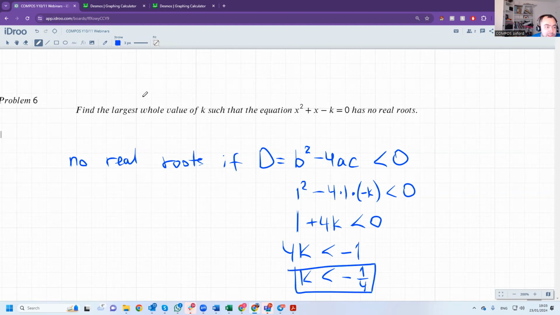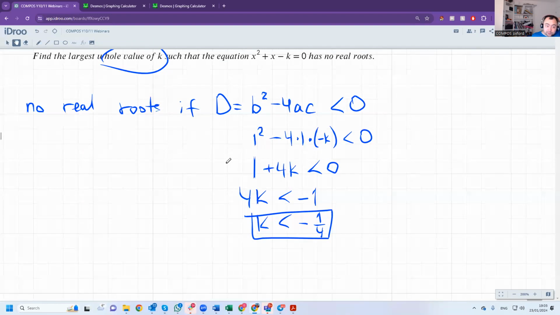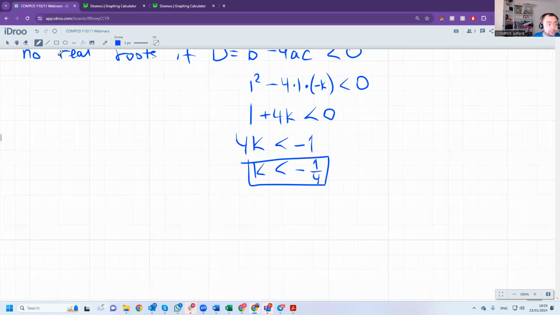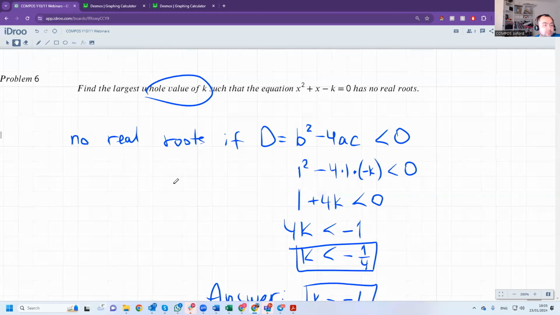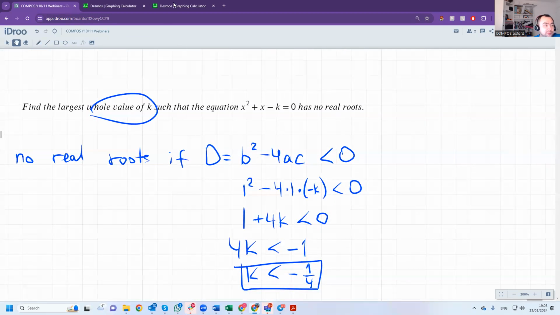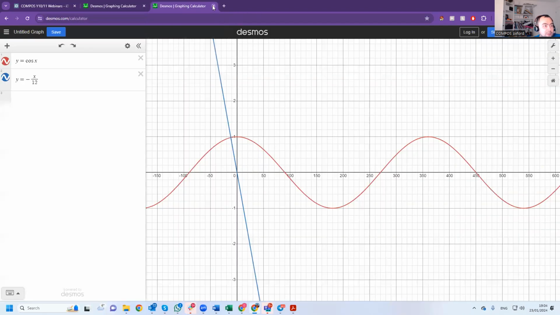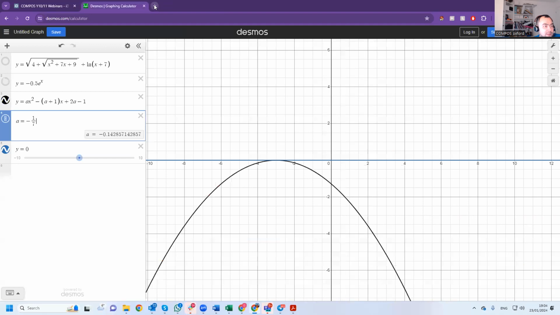Find the largest whole value of k such that the equation has no real roots. So it must be minus 1. So the answer is k is equal to minus 1. Let's check. No real roots. So we do the same thing as we did before. We can drop this.